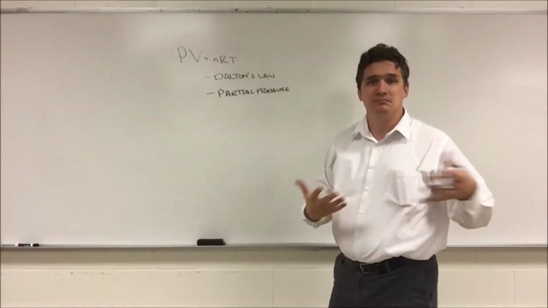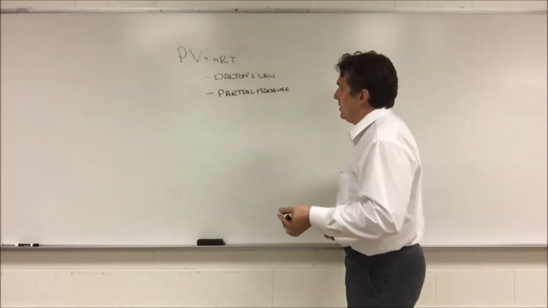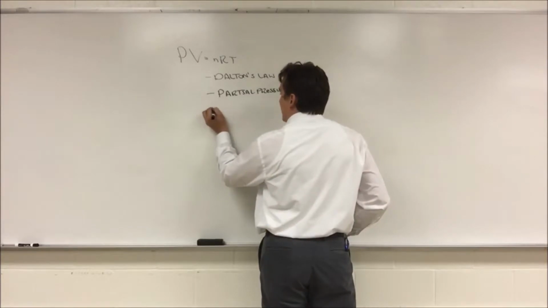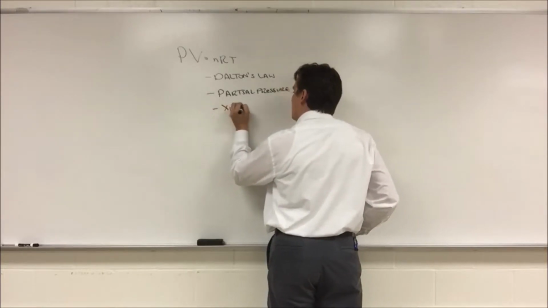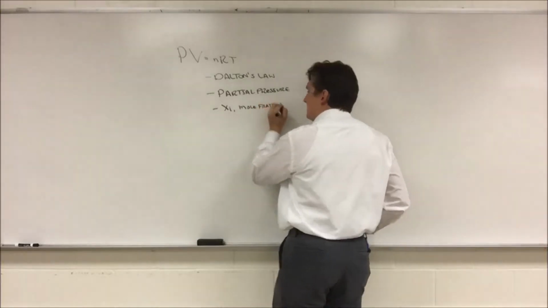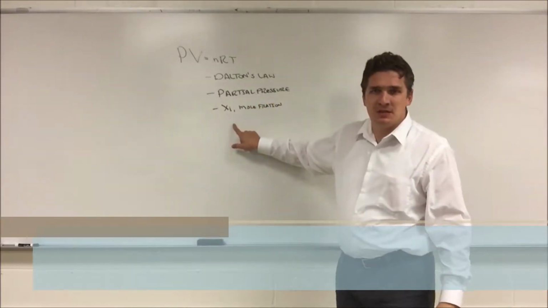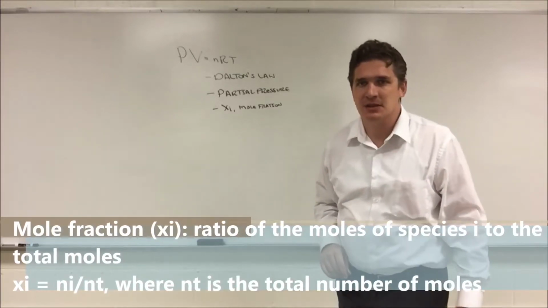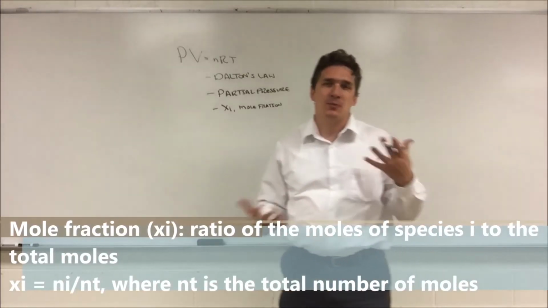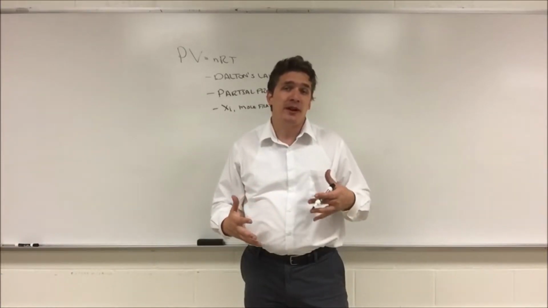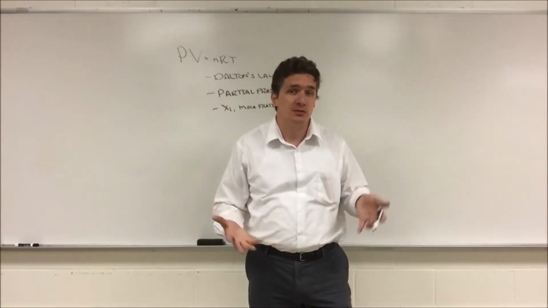So what are some consequences of this idea? Well, first of all, let's introduce an idea called the mole fraction, X. The mole fraction is the moles of the individual species you're looking for, i, divided by the total moles of gas in the gas phase. So if you have a mole of nitrogen and 4 moles of hydrogen, there's a total of 5 moles of gas. And so the mole fraction of nitrogen is just 1 over that 5, or 0.20.